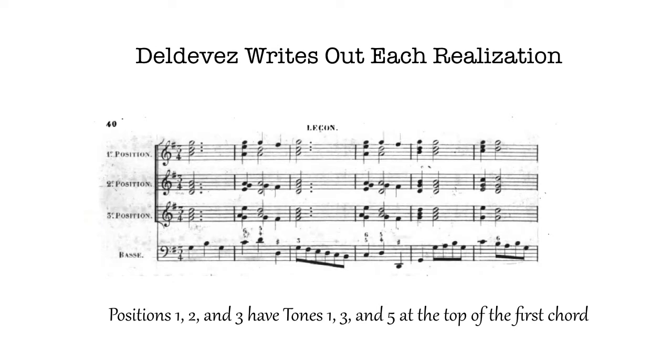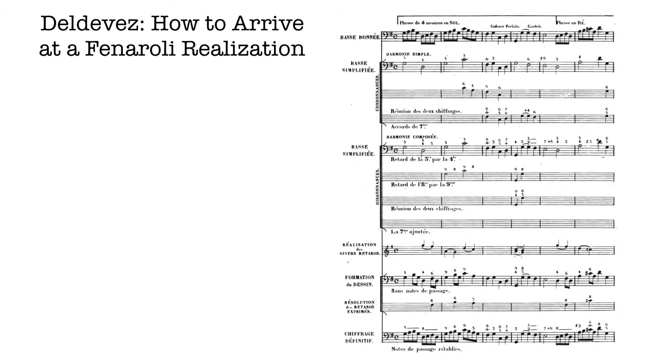For Fenaroli books 1, 2, and 3, the student can rely on the figures. When you get to Fenaroli book 4, the figures are gone. So one needs to analyze the bass. This is Deldevez's analysis of the first partimento from book 4 of Fenaroli.